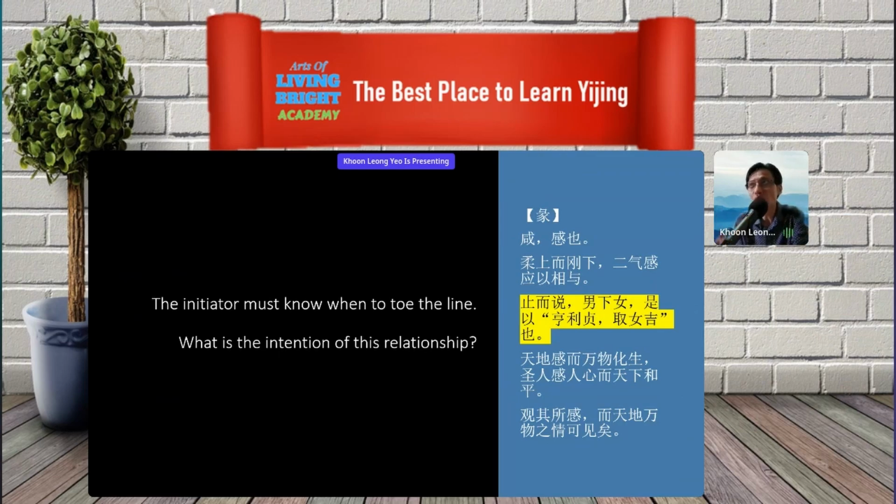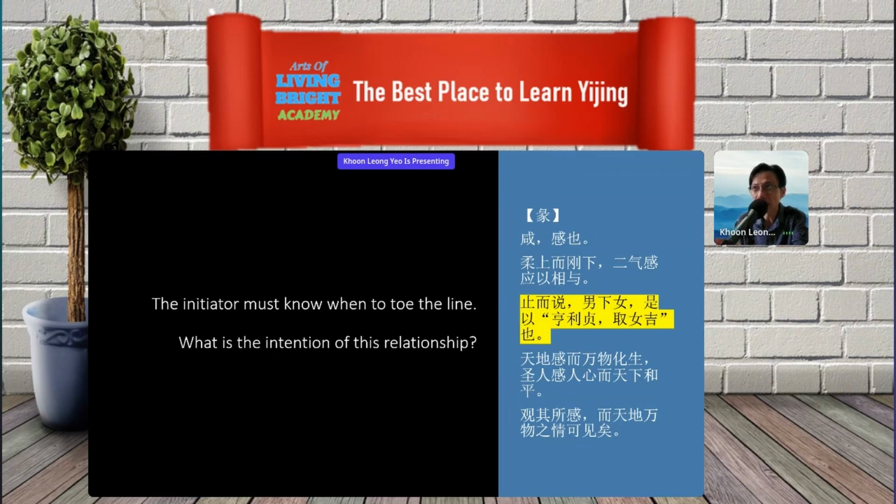Okay, and you also need to know, if you want to initiate this, what is the intention of this relationship? Remember, in the earlier session I said yin and yang must come together, successfully mate, then open the door, and create a life cycle. And when the door is open, it means the can of worms is open. So if you don't want to deal with the can of worms, then you don't open the door.